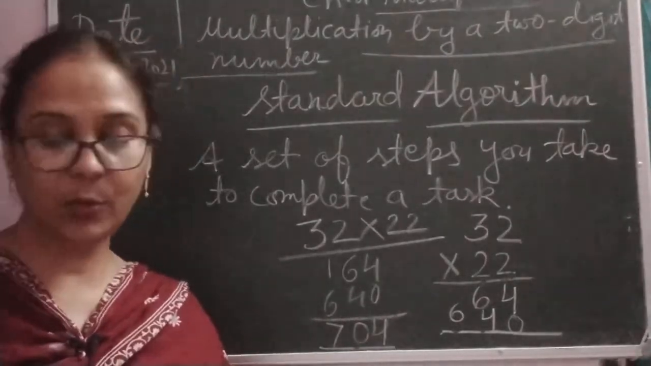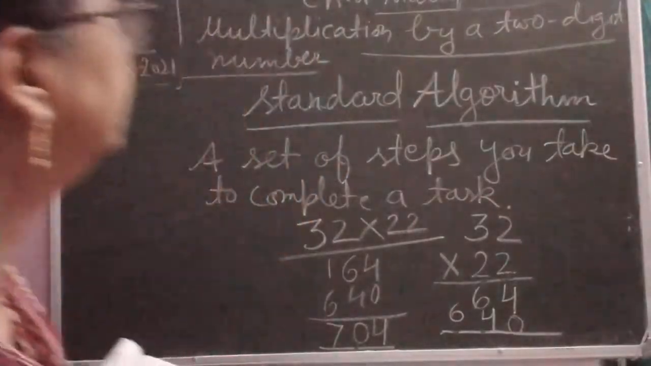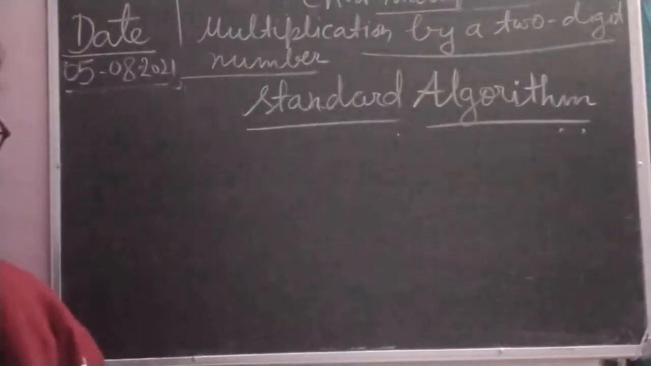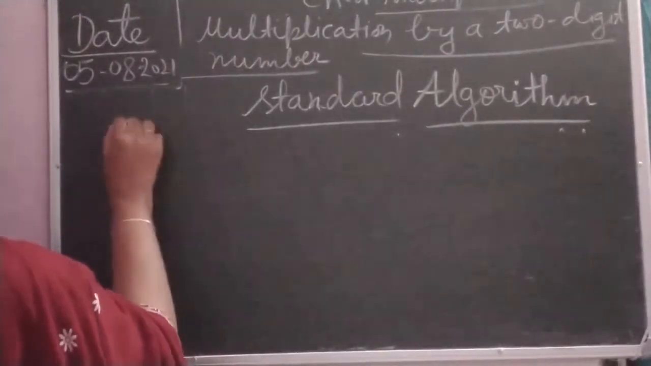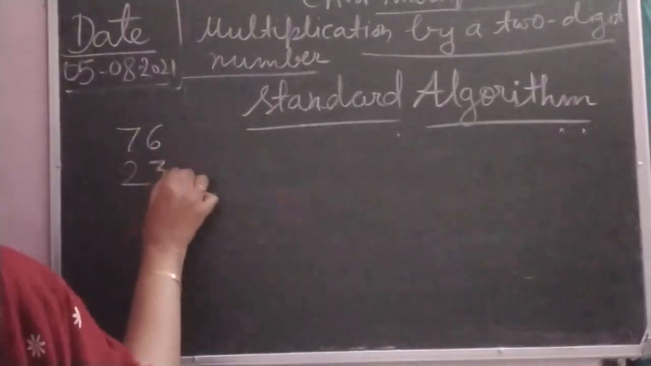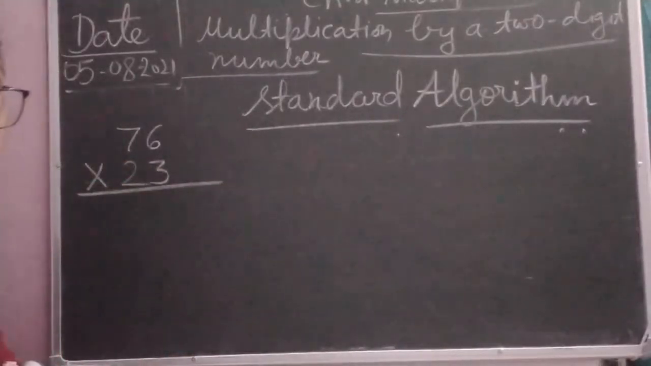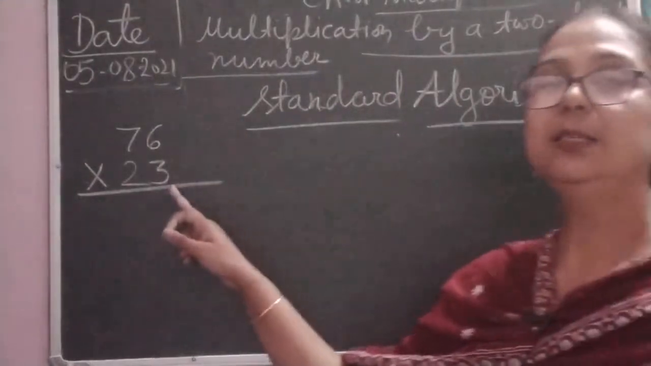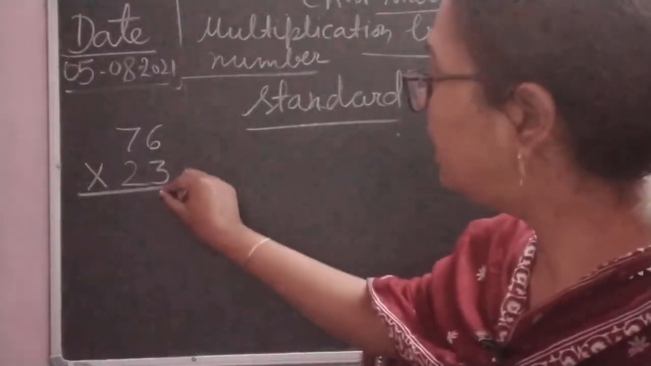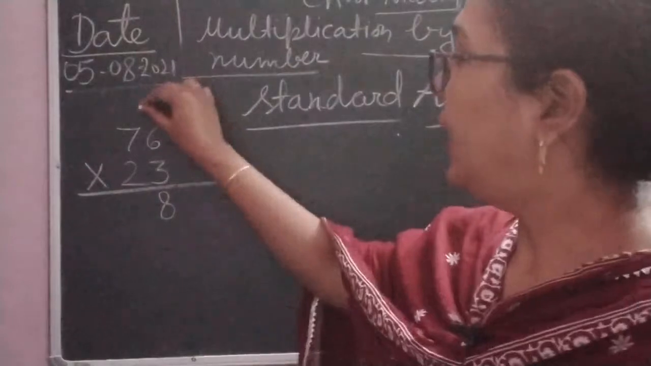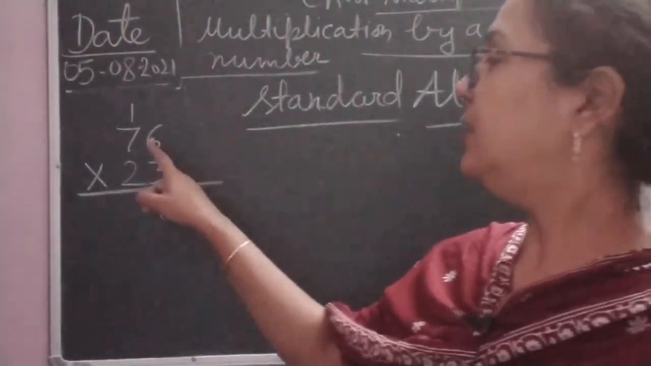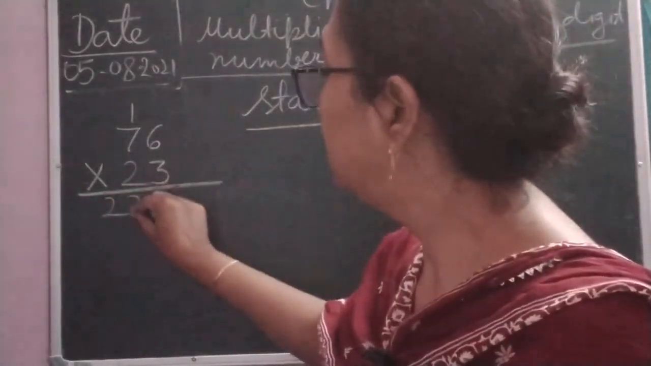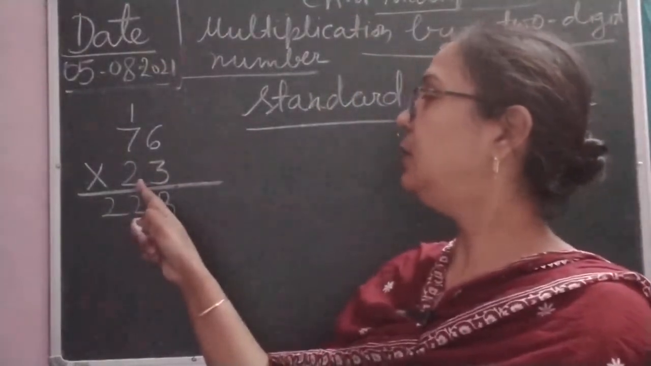So children, let's start doing a few examples of two digit multiplication. First, we will do 76 multiply 23. Now, children, here you can see we will start from 3 sixes are. Why? Because we have to start with the ones place. 3 sixes are, it means 18. So we will write over here 8 and 1 will be carry over. 7 threes, or 3 sevens, are 21. 21 plus 1 is 22, children.